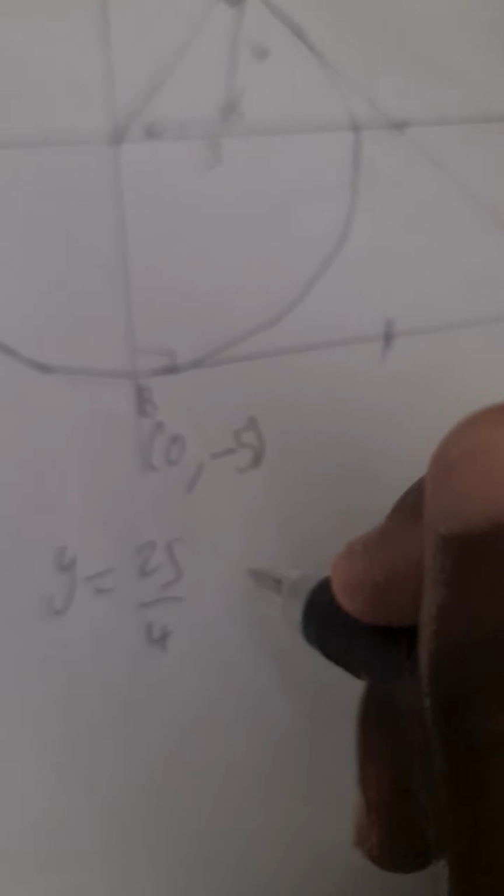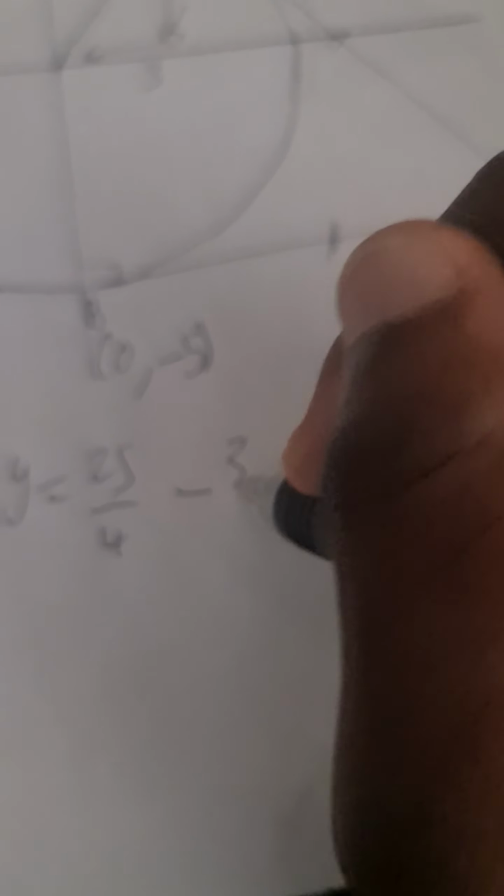Add 9/4 to both sides, and you get 16/4 plus 9/4 equals c, or 25/4. So the equation of this line is y equals 25/4 minus 3/4 x.